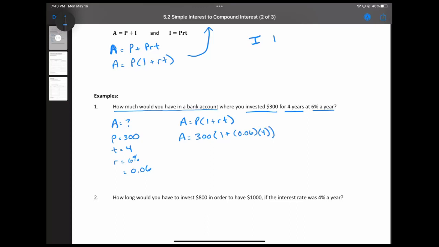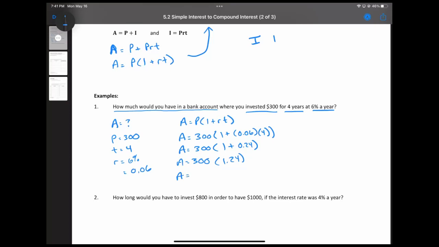Now just to be clear, we've got to make sure that we're using BEDMAS here, which says we've got to do the bracket before we multiply the entire bracket by 300. And within the bracket, we have an addition and a multiplication, and we have to do the multiplication first. So when I do that multiplication, 0.06 times 4 is 0.24. And now I add those together to get 1.24.